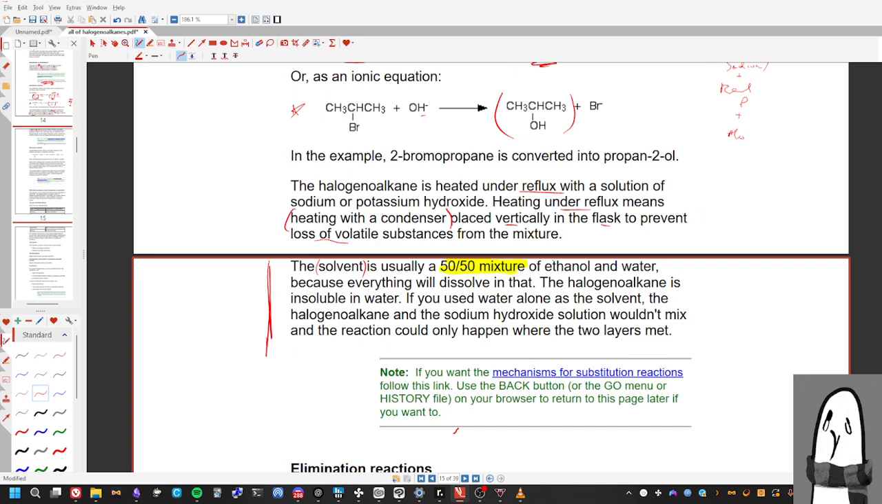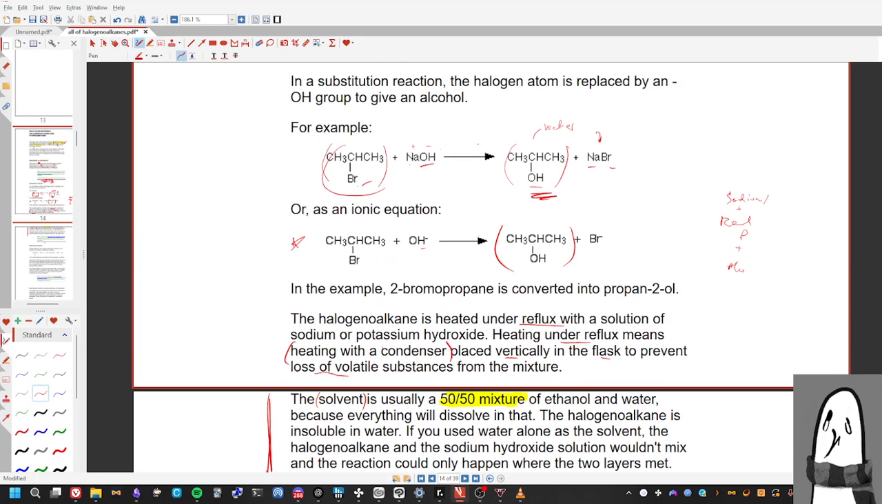But that mixture is going to be the solvent that the haloalkane is going to be dissolved in. And the solvent contains both ethanol and water. So you have an organic compound plus water. In organic compounds it dissolves more, and in water it dissolves less. If we use water alone as the solvent, the haloalkane wouldn't mix with the sodium hydroxide solution. Now the question is, where is the sodium hydroxide solution coming from? It is coming from the NaOH over here.